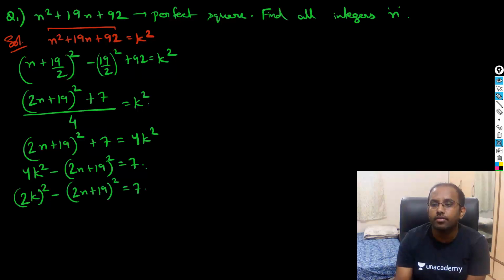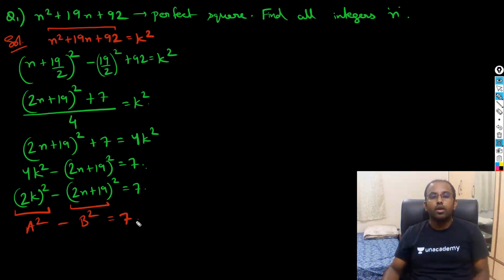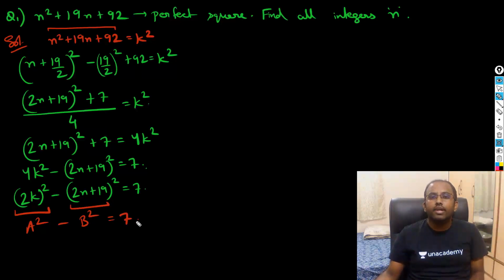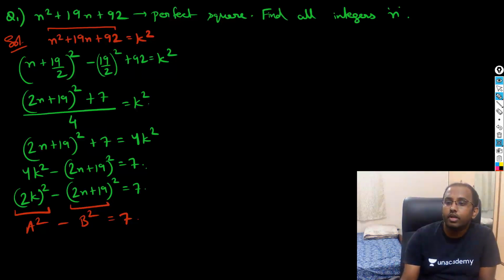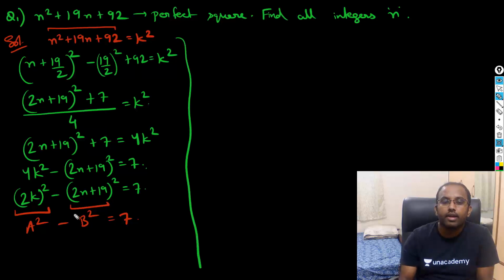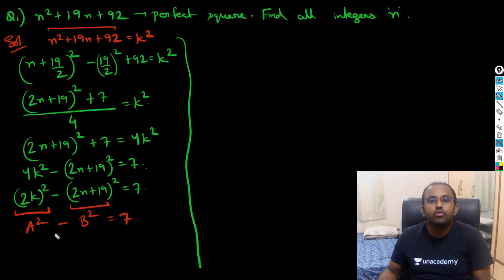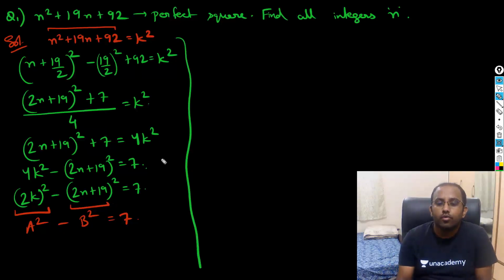Now understand this, guys: this equation is as good as writing a square minus b square is equal to 7. Because what I want now is the difference of two perfect squares to be 7. So if the difference of two perfect squares is 7, think over which value will satisfy.